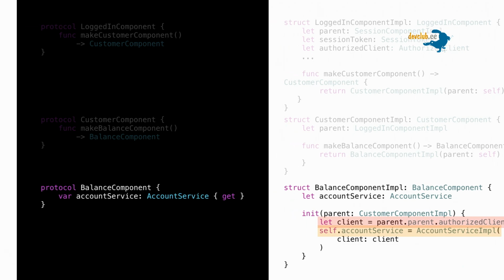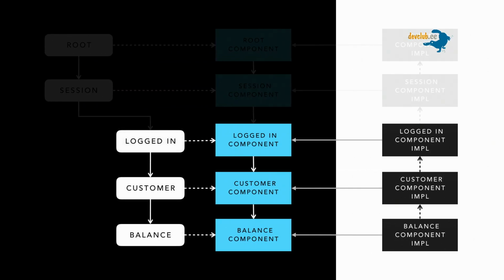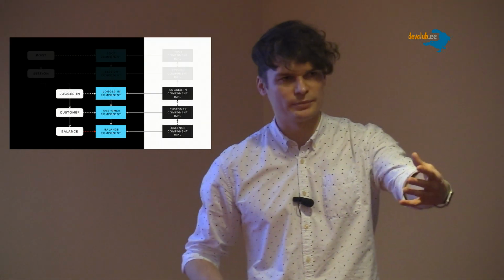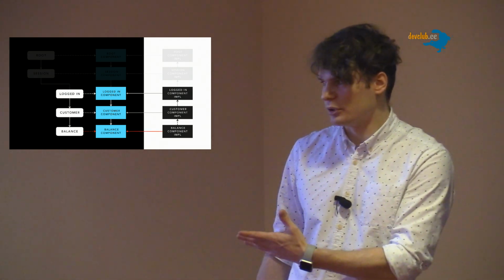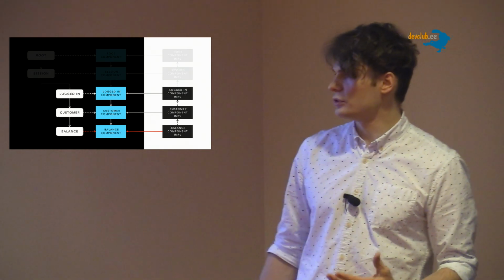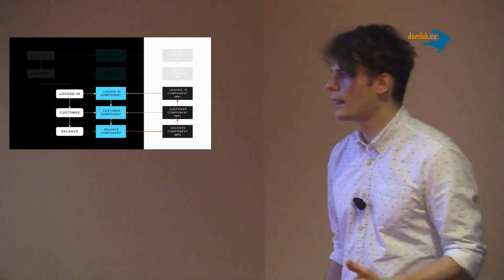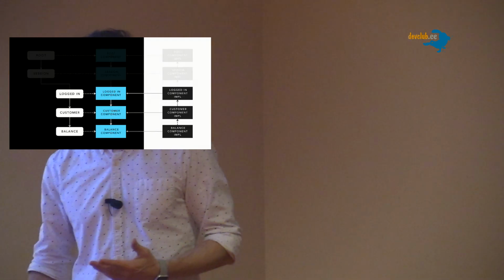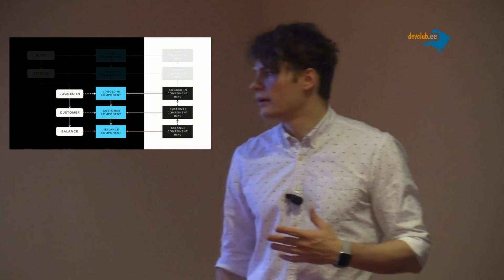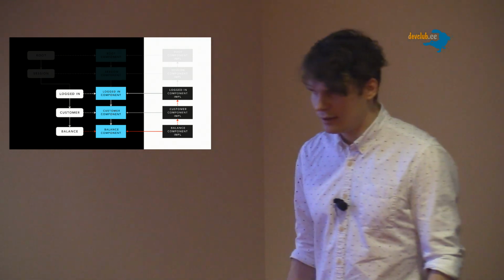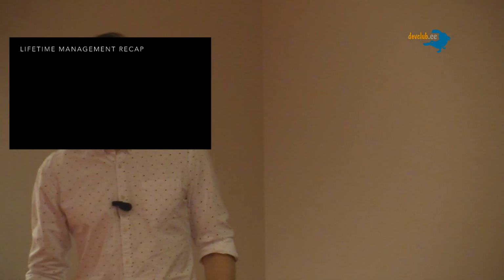So if you're not clear on the details, let's see what happened on the graph. What we did is that the balance knows that it wants account service. It asks the component for this account service. The balance component, being implemented by the balance component implementation, starts to resolve it. And to resolve it, it traverses up the tree, finds the component or the scope where this authorized client lives, acquires it, and resolves the account service for us. So this was the idea of how you can do things manually.